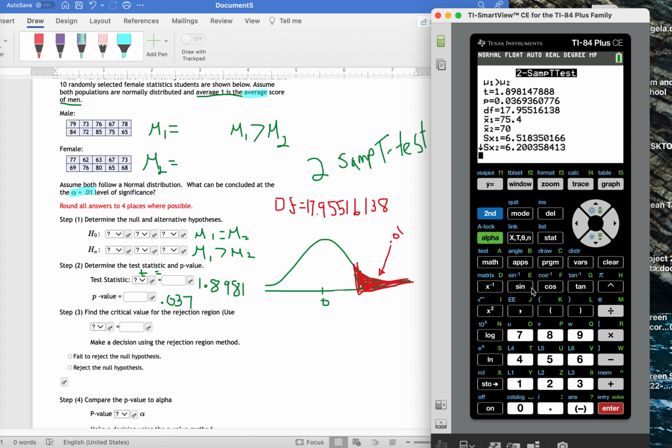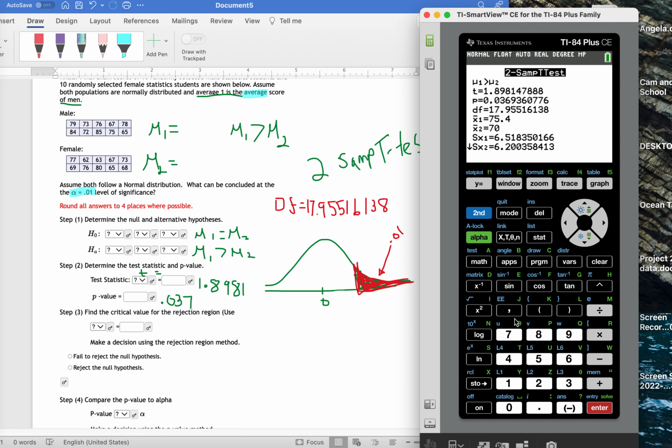Okay, so now we're going to do inverse t. So I'm going to come down and look at inverse t. And I'm doing an area of 0.01, and my degrees of freedom is 17.9551638. And I'm going to hit paste.